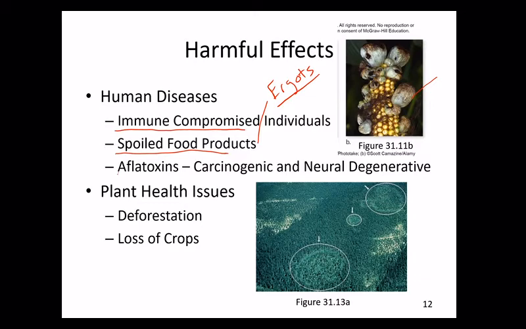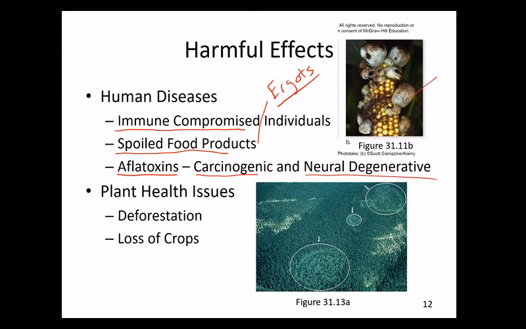Another example are aflatoxins, okay? Or aflatoxins. If you know anybody who has a peanut allergy, it's not the peanuts that they're technically allergic to. It is a fungus that grows with the peanuts, and they release these aflatoxins. In addition to potential allergens, these have also been shown to be carcinogenic at high concentration and lead to neural degeneration. Both pretty bad symptoms.